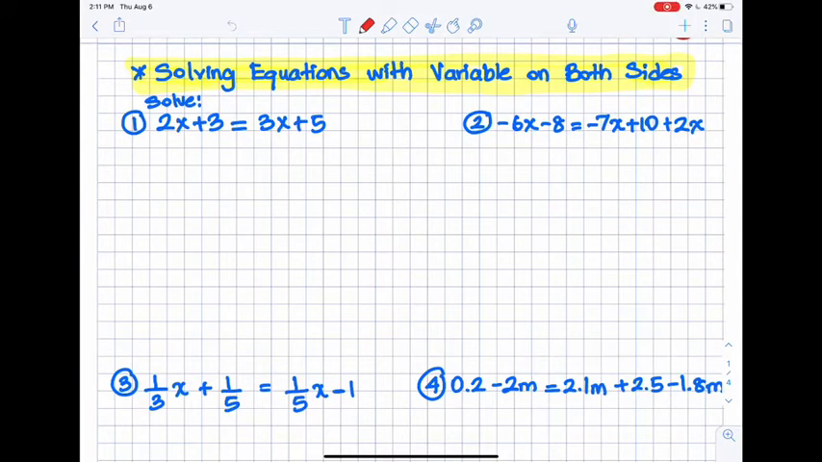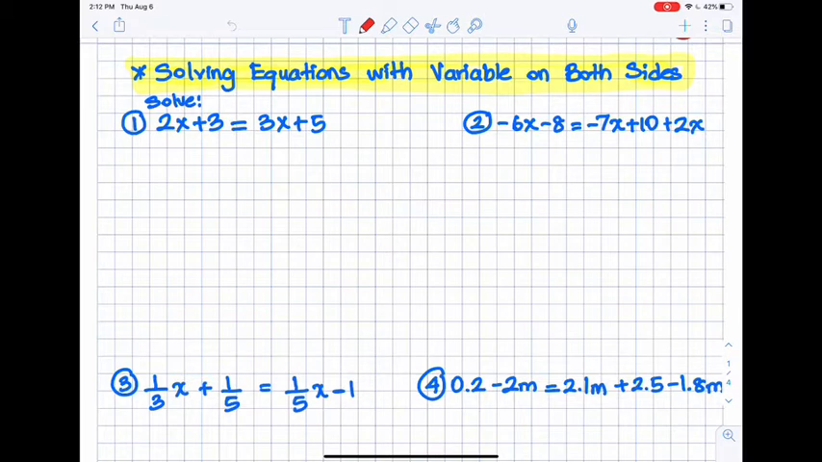Hello, welcome back everyone. We are going to do the second part of our Unit 3, Lesson 2, solving equations with variable on both sides. Our goal here is to isolate the variable on one side of the equation.